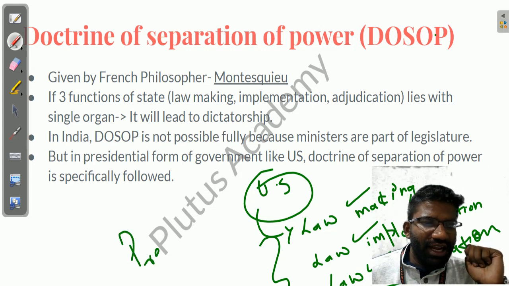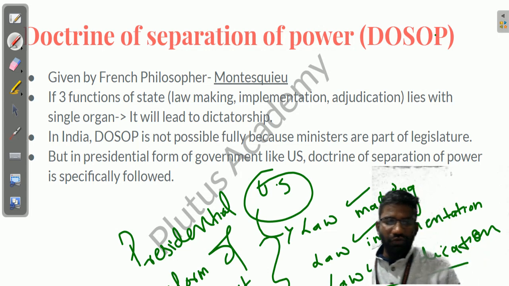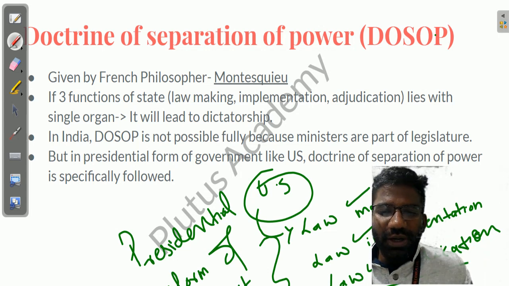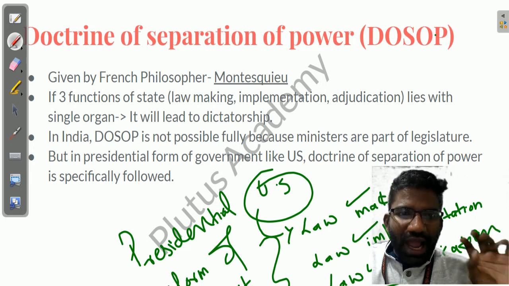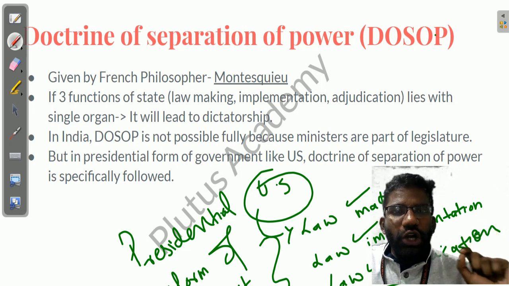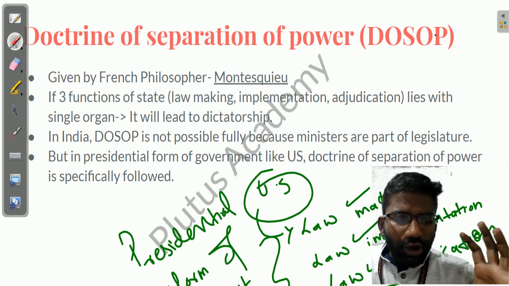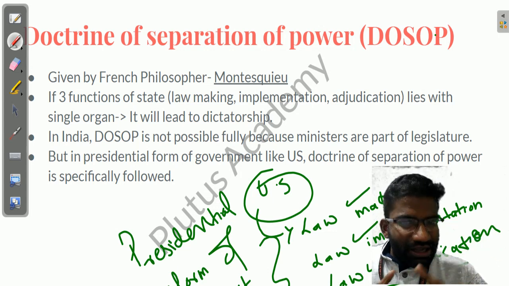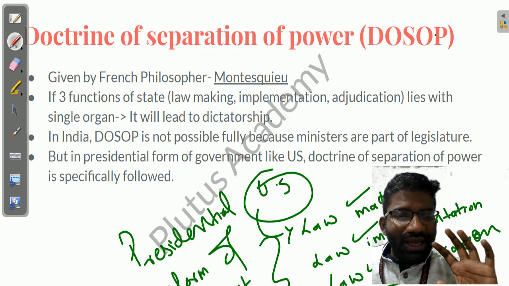In the countries where there is a presidential form of government, there is a clear difference between law making, law implementation and law adjudication. See, I will repeat the concept once again, dear friends. Doctrine of separation of power means law making, law implementation and law adjudication should rest with three different organs of the government. That is, law making should be done by the legislature, law implementation should be done by the executive, and law adjudication or dispute settlement should be done by the judiciary.